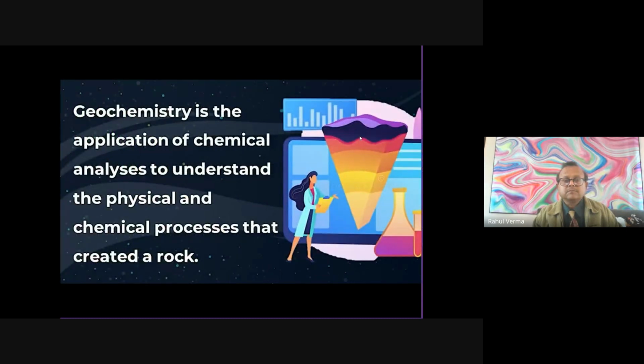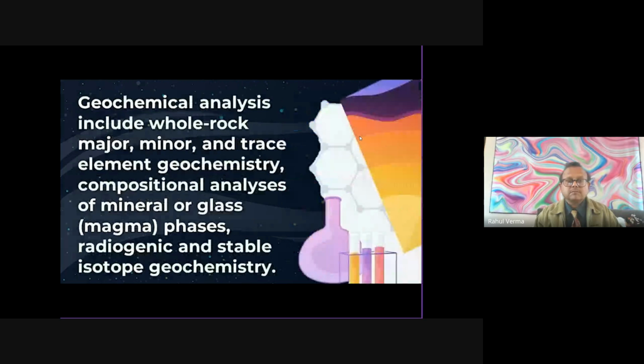Geochemistry is the application of chemical analysis to understand the physical and chemical processes that created the rock. Geochemical analysis includes whole rock major, minor, and trace element geochemistry, compositional analysis of mineral or glass, magma phases, radiogenic and stable isotope geochemistry.